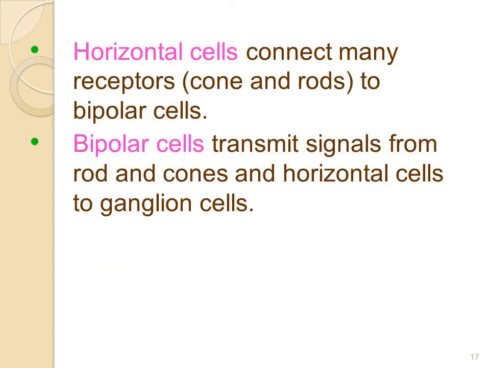Horizontal cells connect many receptors, cones and rods, to the bipolar cells. These different types of neuron cells communicate together in cooperation to give the best vision during night or day. Bipolar cells transmit signals from the rods and cones, and from horizontal cells, to the ganglion cells. As we said, these types of neurons are connected together to give the best vision.